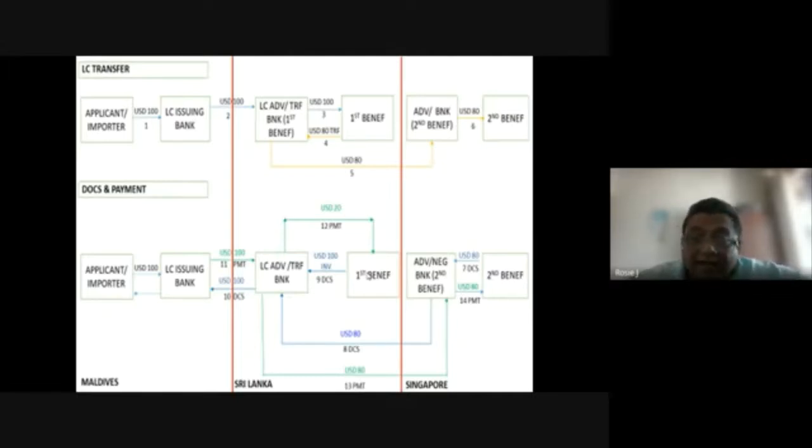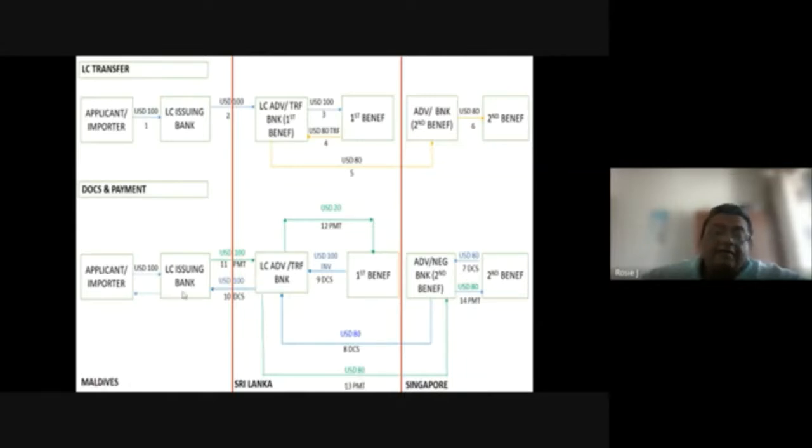Then Silva will say, no, that invoice is issued by the Singapore guy, but the LC came in my name. So Silva will remove the Singapore guy's invoice for $80 and put his own bill for $100. Now see, it came for $80, and he changed the invoice to $100. With that invoice, ABC Bank sends the documents to Bank of Ceylon or Standard Chartered, whatever, in Maldives.